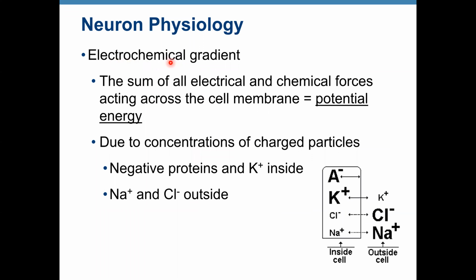So here's our electrochemical gradient that was created. Electrochemical gradient is the sum of all electrical and chemical forces acting across the cell membrane. This is potential energy. Electrochemical gradient is due to the concentration of charged particles: negatively charged proteins and potassium inside, and sodium and chloride outside.